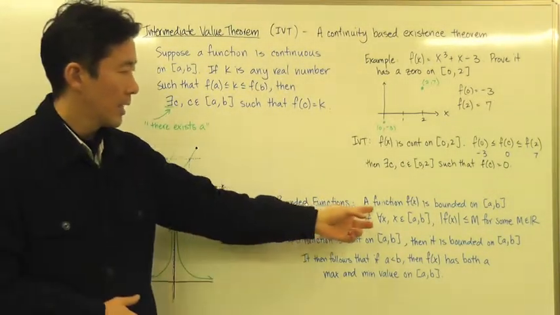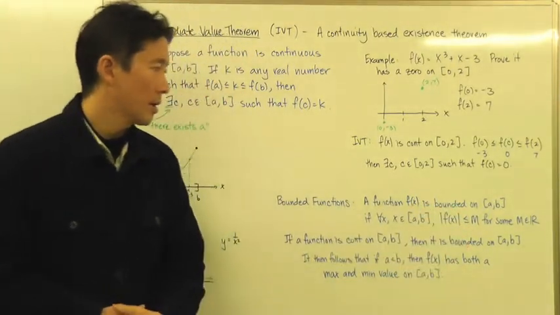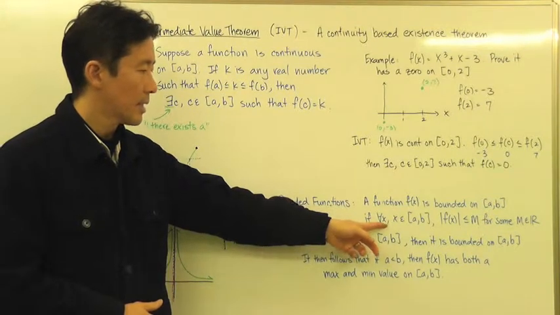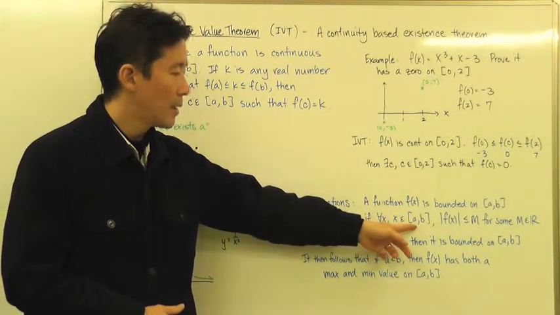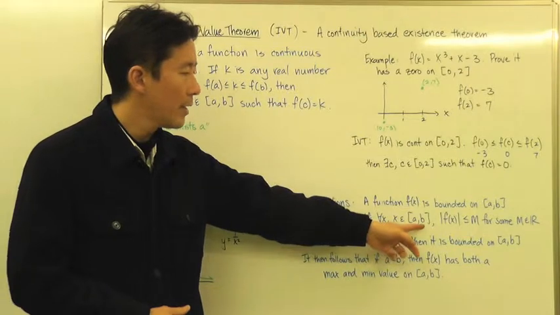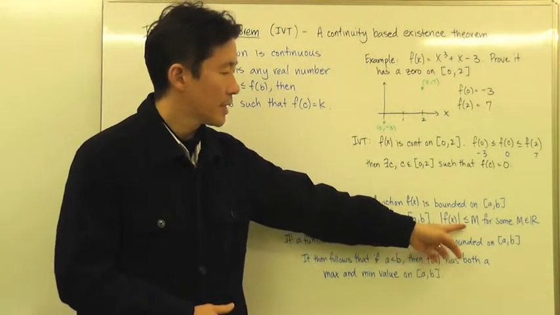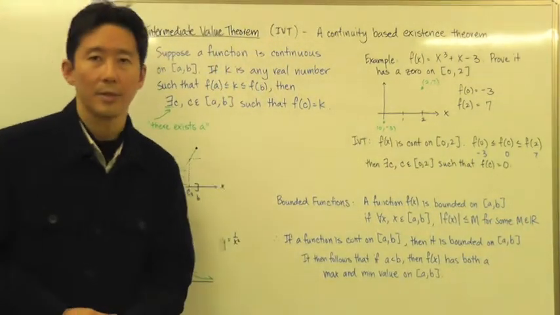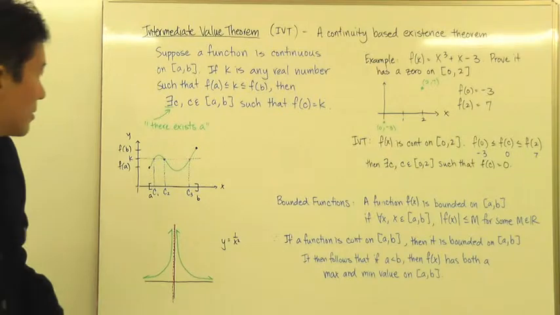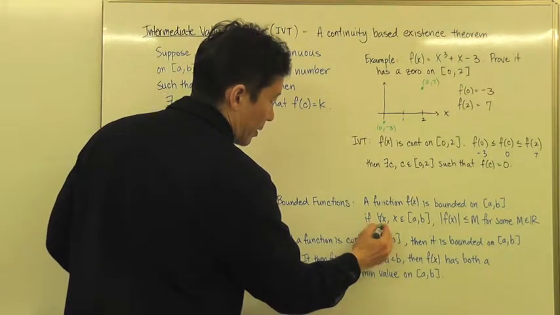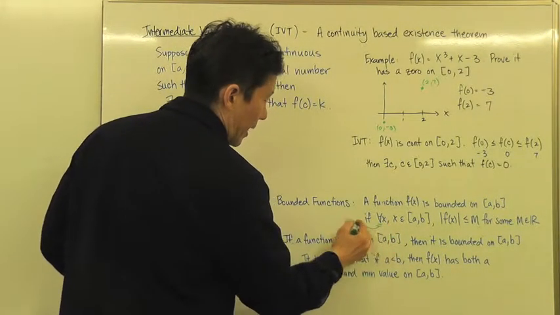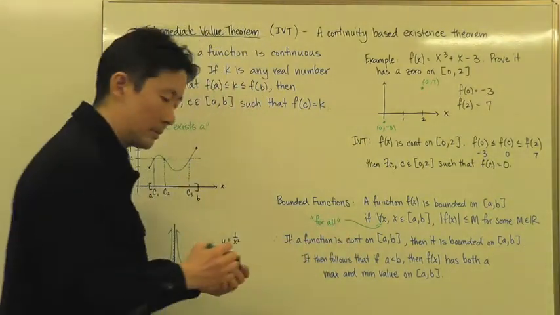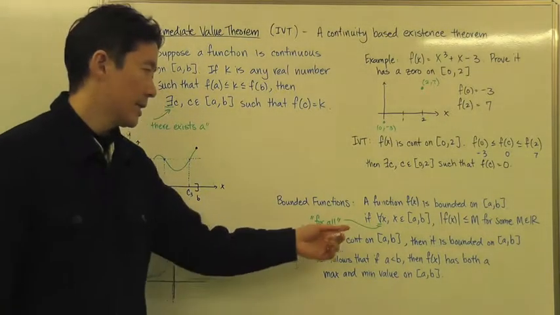Now, a bounded function, f of x, is bounded on a closed interval, again, ab, if for all x being on this closed interval from a to b, the absolute value of f of x is less than or equal to some m value for some m being an element of the real numbers. Okay, so we need to make sure that we remember that that symbol, that upside down a, means for all.